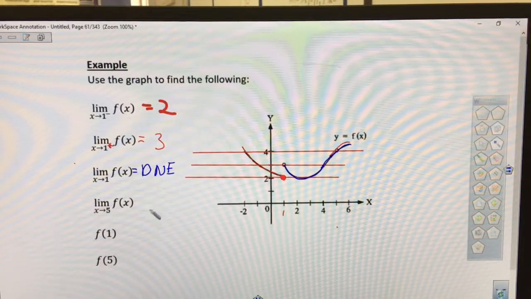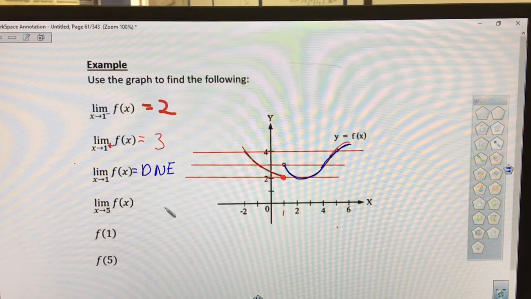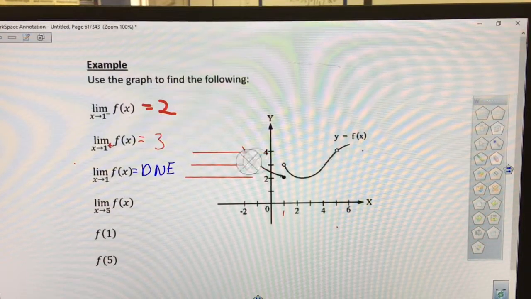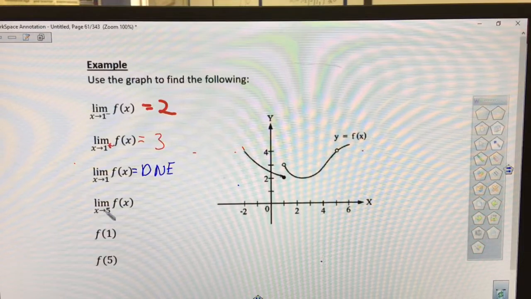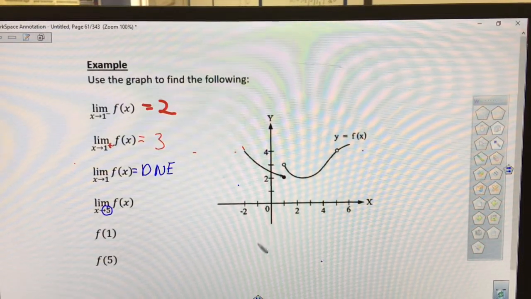And the limit does not exist. Do you know why? Because the 3 does not equal the 2. Alright, and at 1, there's a jump, isn't there? There's a jump, the limit does not exist. Now see how it has just 5? That's asking if it approaches 5 from both sides.